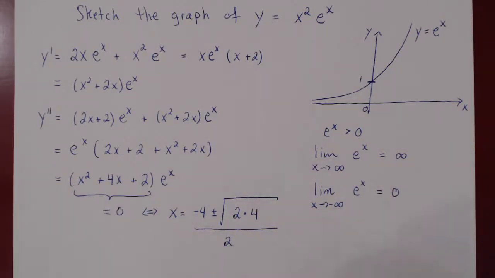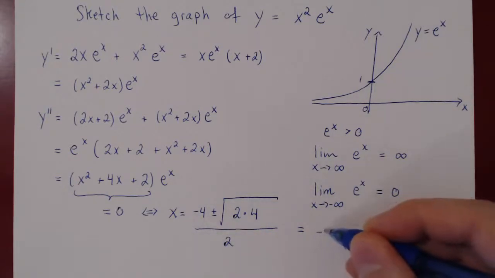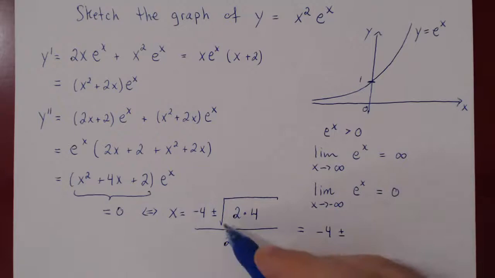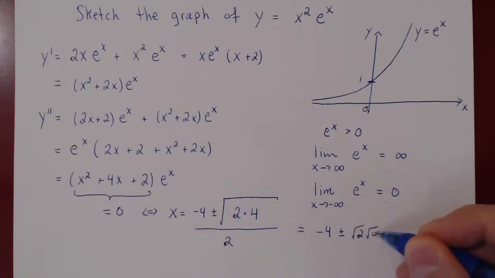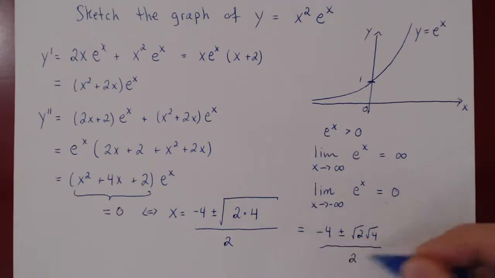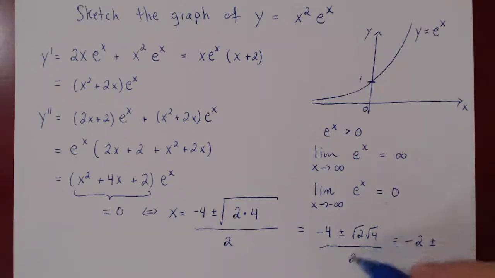Let us clean this up a little bit. I'll keep going here. Negative 4 plus or minus. Now the root of AB is the root of A root of B. So it's root of 2, root of 4 over 2. But root of 4 is just 2. So 4 over 2 is 2, so we get negative 2. Plus or minus. Root of 4 is 2 over 2 is 1, so plus or minus root 2. So we have found the two zeros of the second derivative.